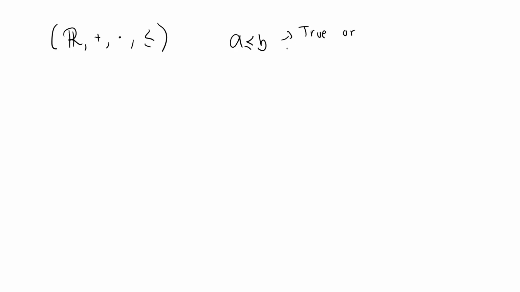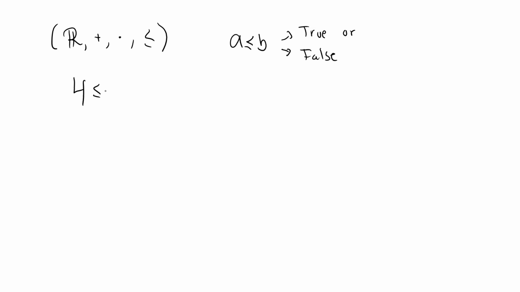The real number system consisted of R, the addition operation, the multiplication operation, and the less than or equal to binary relation, plus a number of axioms. The binary relation allows any two real numbers, a and b, to be compared, and a less than or equal to b is always true or false.